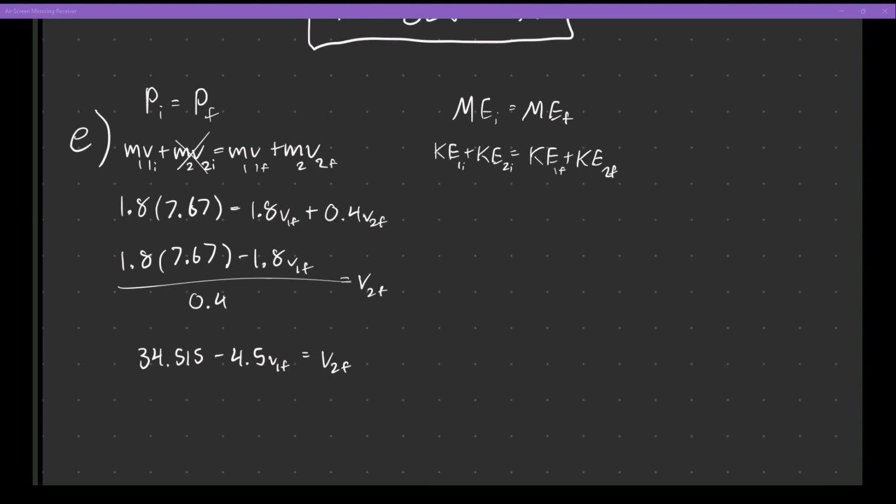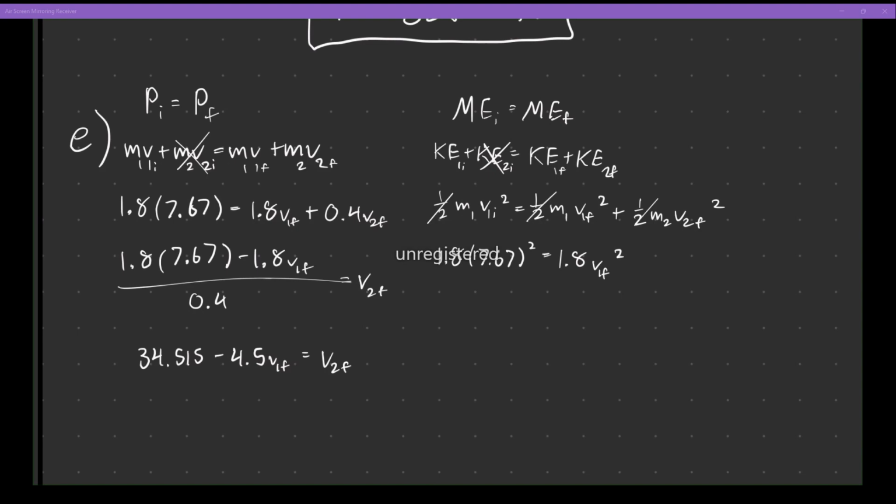But then KE for the block doesn't exist initially because it's at rest. So then just 1/2 m1 v1i squared equals 1/2 m1 v1f squared plus 1/2 m2 v2f squared. I'm going to cancel out all the 1/2s to make it easier. So now I know m1 is 1.8, v1i was 7.67. Square that. m1 is 1.8. We don't know that, so just keep it like that.